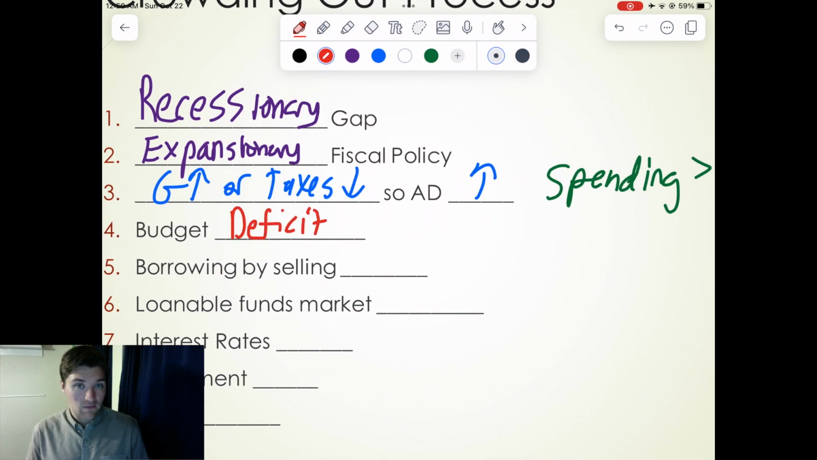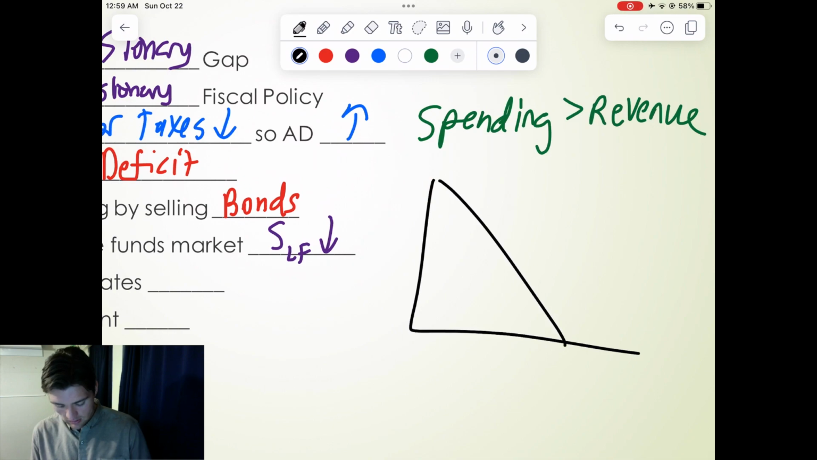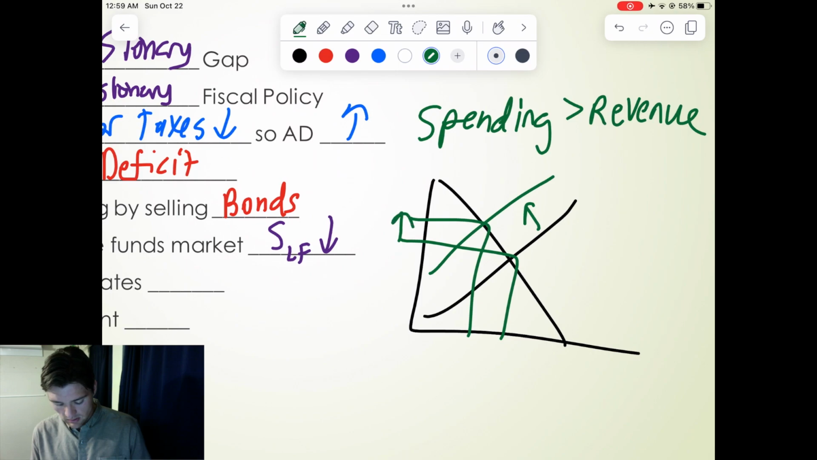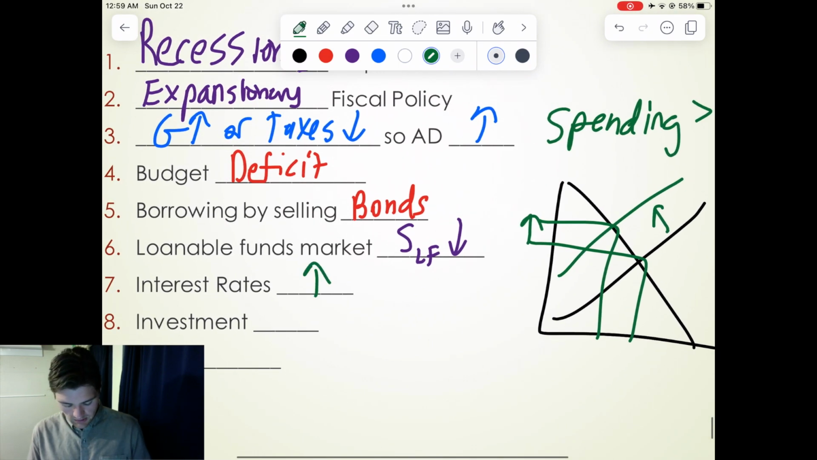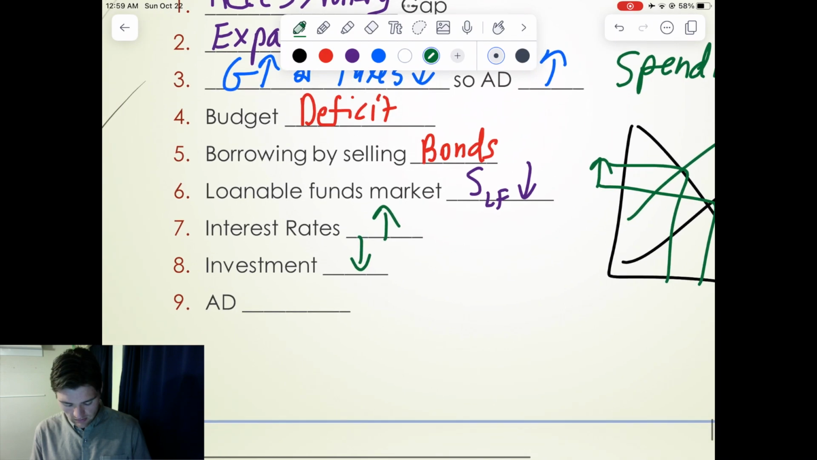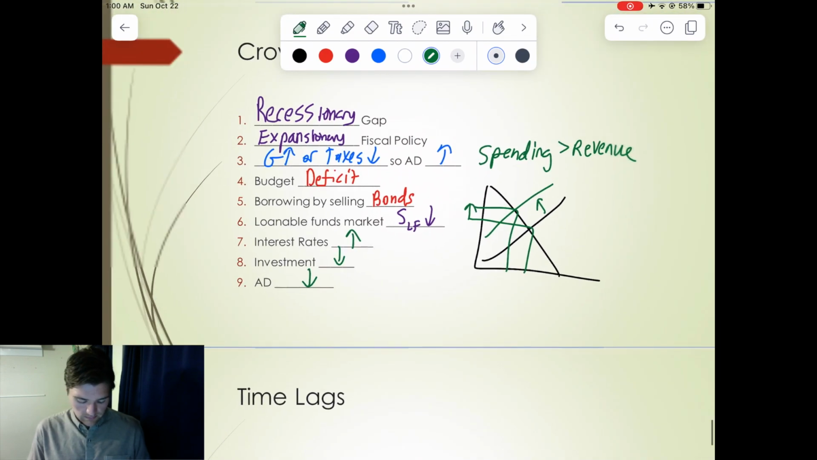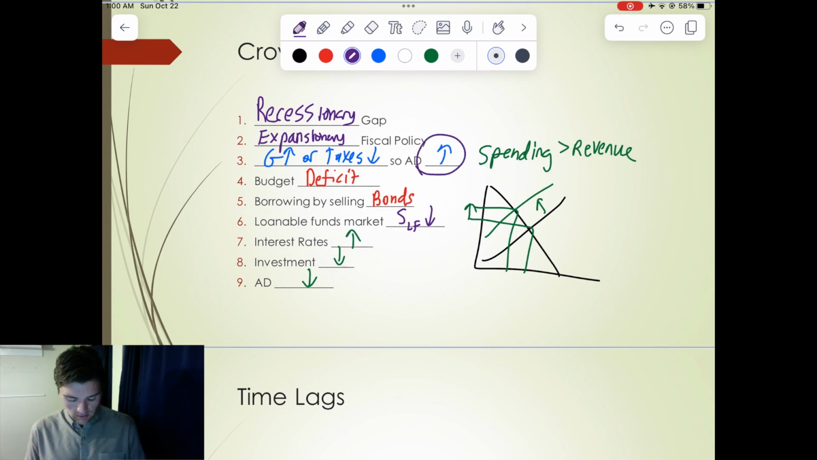And how you pay for this deficit is you borrow, and you borrow by selling bonds. In the loanable funds market, the supply will be decreasing because of that, right? Because we are decreasing the supply, the interest rates are going to be increasing. Because of that, investment goes down, and because of that, aggregate demand goes down. So we're trying to increase the aggregate demand, but we're also decreasing it at the same time.